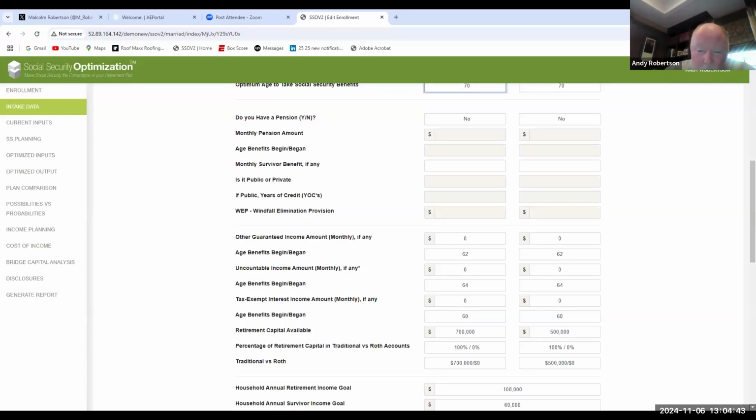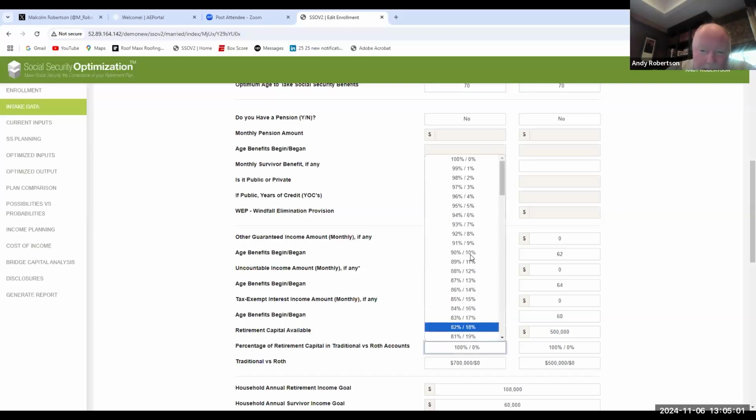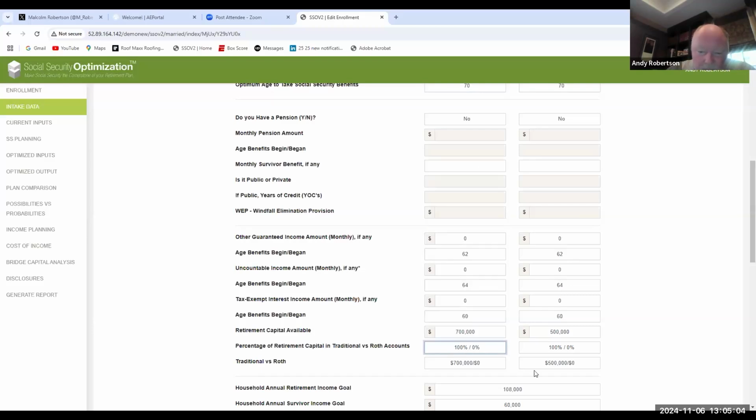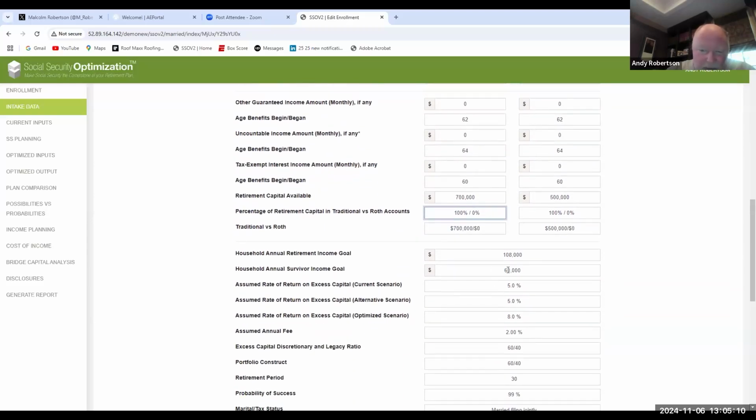The other things we need to know are, what do you have in retirement capital in total? We don't need to know account values, account names, account types. We just want an aggregate number for spouse one and spouse two. And then what's the makeup from a traditional versus Roth, because we do a tax calculation on here as well. So that's just a drop down you pick. Okay, so we'll say 100%. And we have the income goal, 108,000. For a survivor income goal, I pick 60,000. We could make this 80,000 if we want. Doesn't really matter.